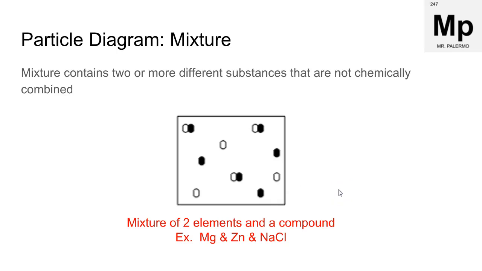A mixture is when we have 2 or more different substances that are not chemically combined, and we show that by the fact that these things are not touching each other. In this case, this is a mixture of 2 elements. Let's say this element is magnesium and this one is zinc, and then a compound, which we can call NaCl. So this is a mixture of 2 elements and a compound. Again, notice that they're not touching each other, and that's why it is a mixture. A mixture is just having 2 or more different things in the same space at the same time.